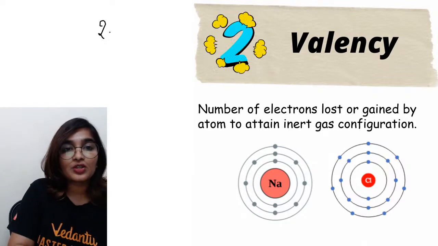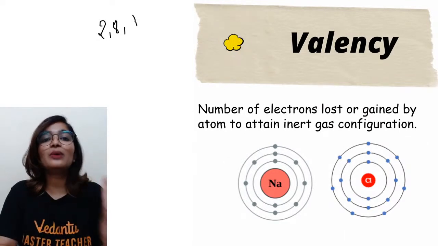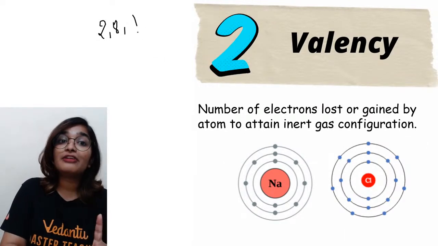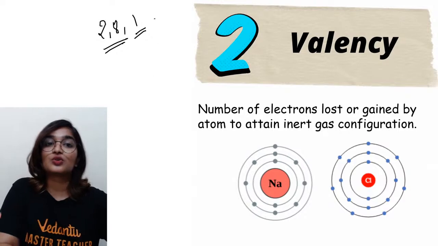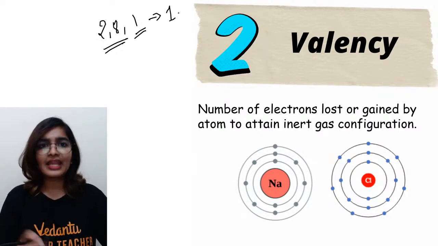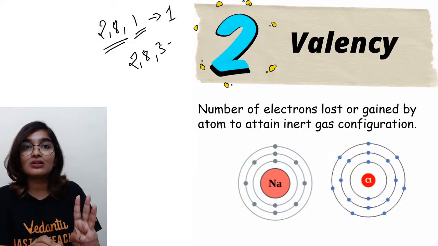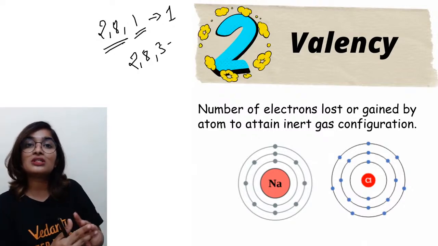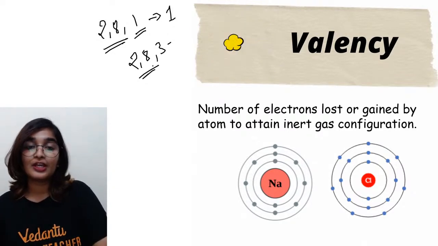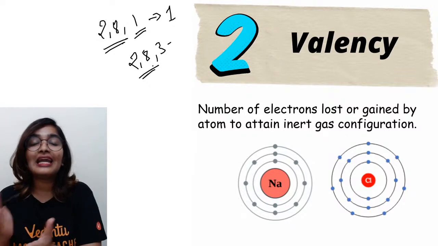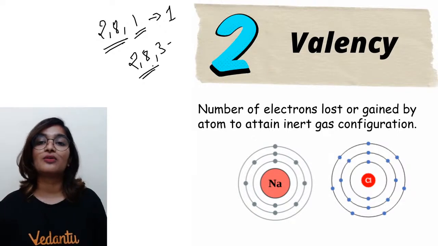For example, let's take sodium, 2, 8, 1. I'm sure you all know how obsessed I am with sodium. So it has one electron in its valence shell, but if it loses this one electron, it will have a stable electronic configuration. So sodium's valency will be 1. In the same way, let's talk about aluminium, 2, 8, 3. It has 3 electrons in its valence shell. So if it loses those 3 electrons, again it can attain the stable configuration. So this is valency: how many electrons need to be lost or gained in order to attain the stable electronic configuration.